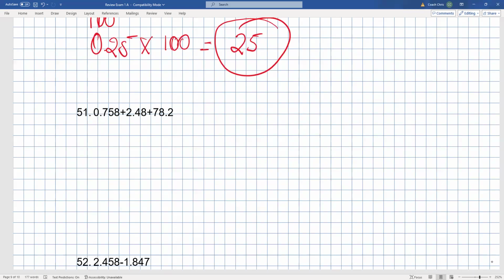75.2 plus 2.48 plus 78.2. So the answer that you get is 81.438. If the instruction was for you to record your answer to the first place, or to the 10th, your answer is going to be 81.4. If the instruction was for you to record this to the second place, it's going to be 81.44. What did you say?